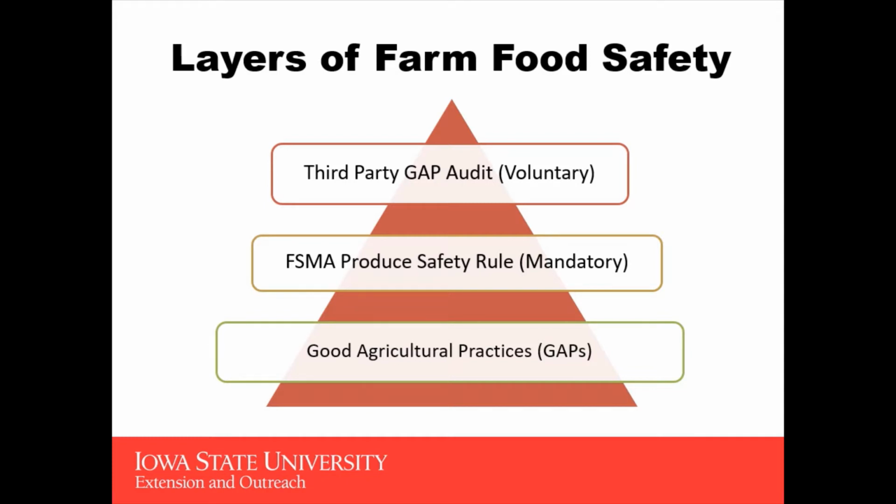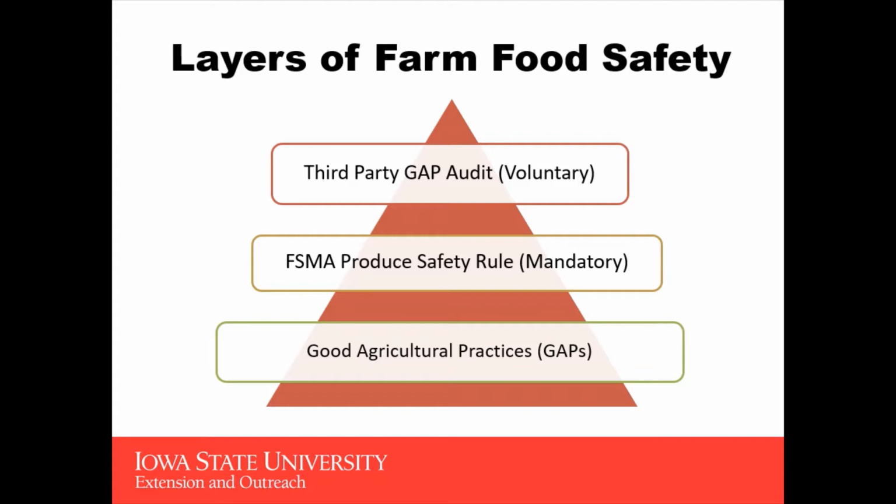The Food Safety Modernization Act Produce Safety Rule became law in 2016, and it outlines which GAPs are mandatory for farms to follow. The Produce Safety Rule establishes the minimum standards for the growing, harvesting, packing, and holding of fresh fruits and vegetables. Some farms are exempt from the rule based on the crops grown, produce sales, and the sales channels.